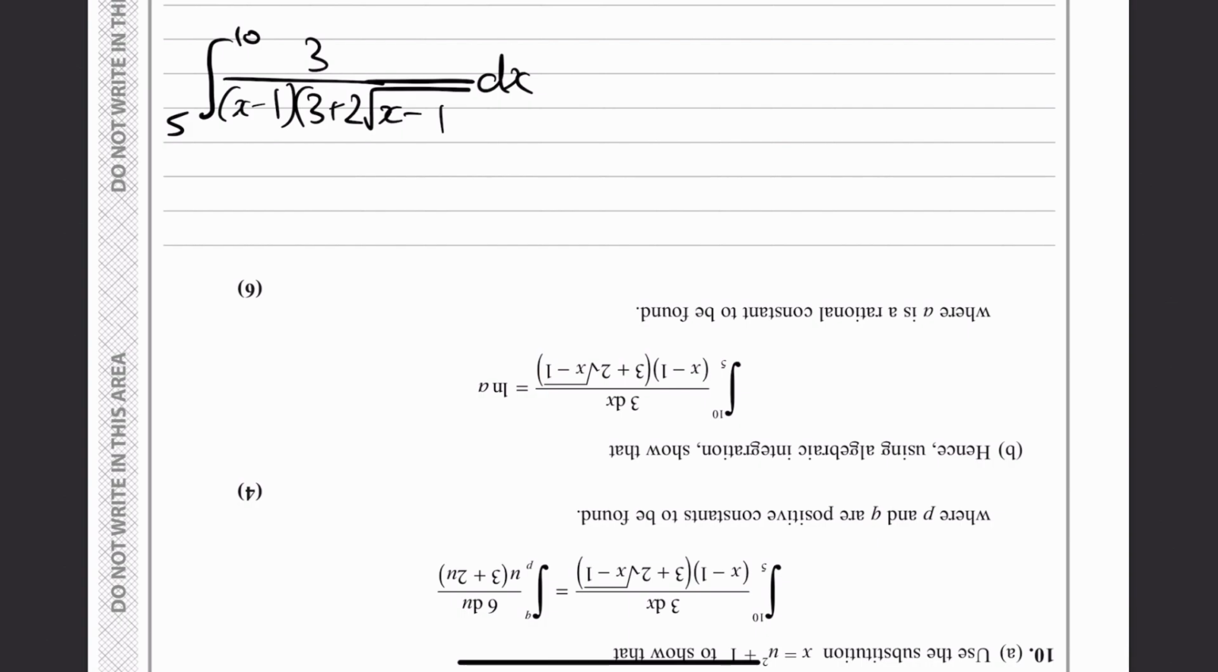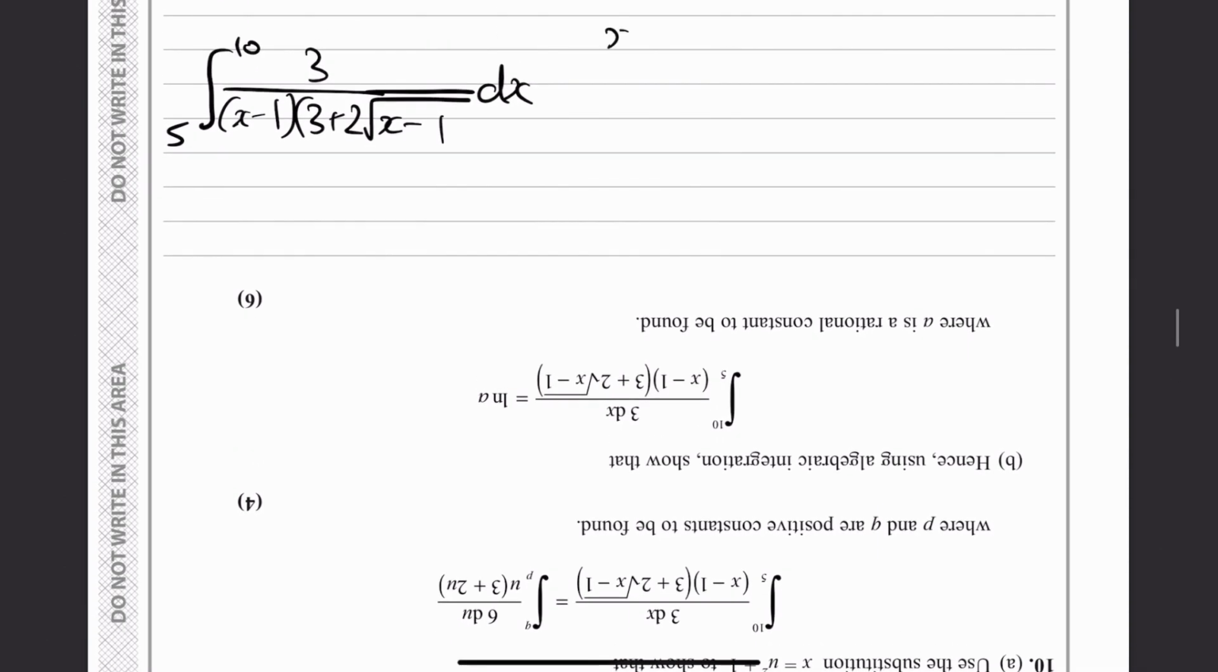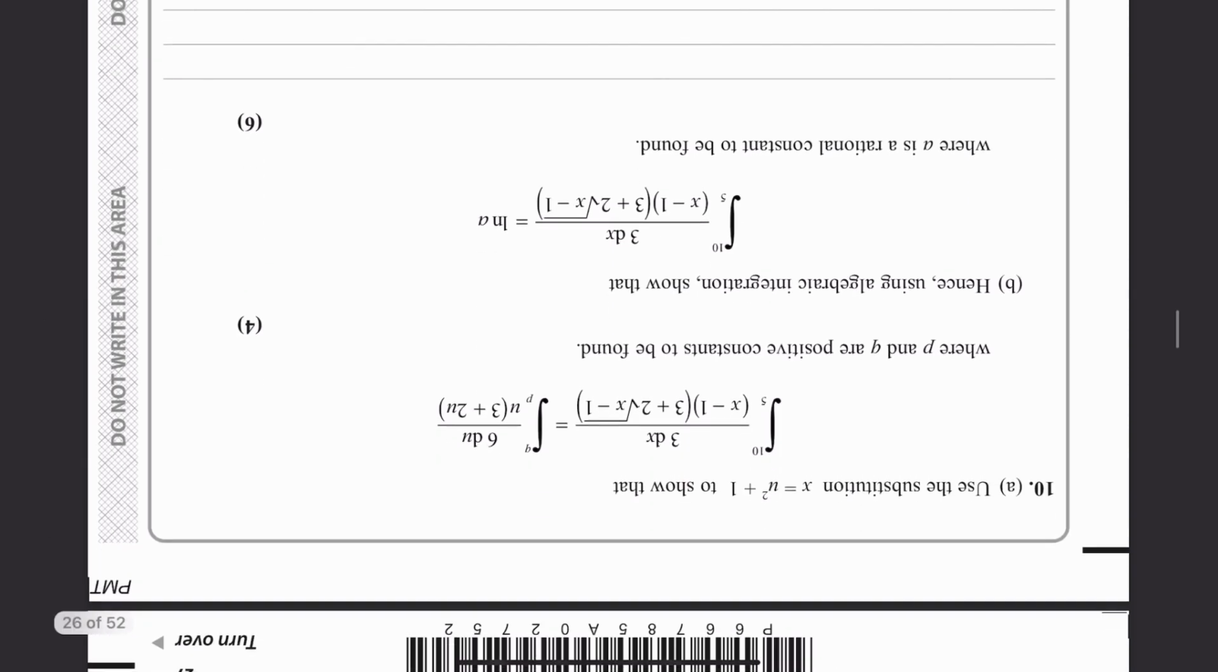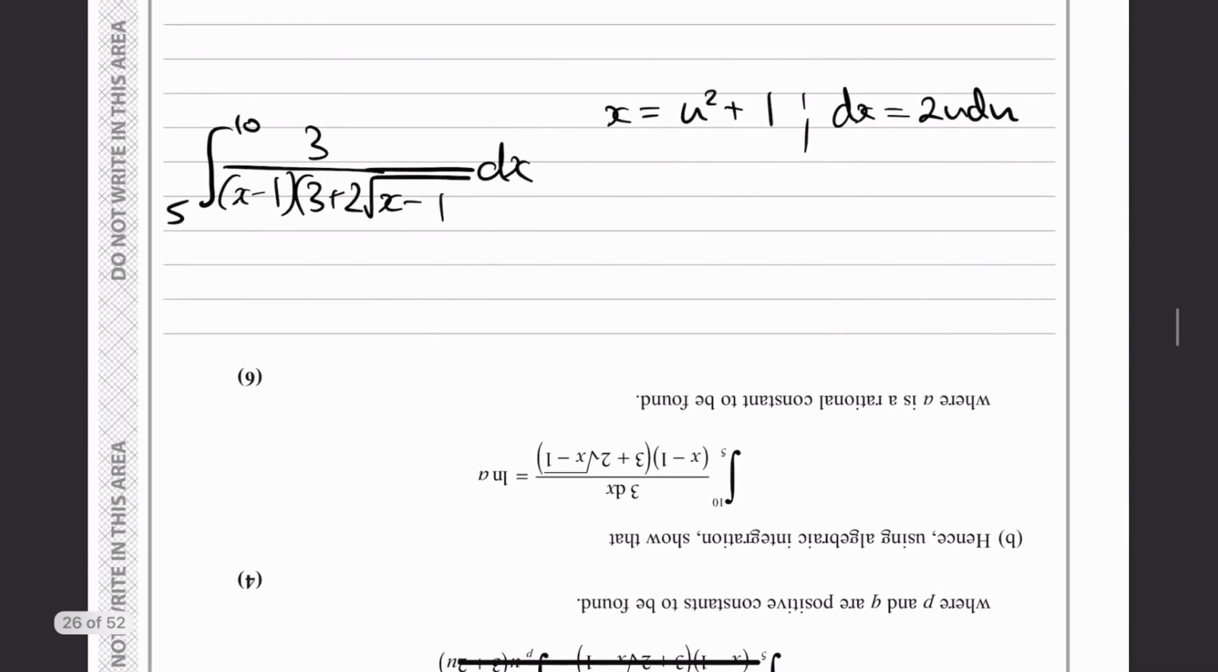Okay, and it tells us to use the substitution x is equal to u squared plus 1. I think the first thing I'll do is work out what dx is. So dx is going to be 2u du. Now, does that help at all? What am I seeing here? If I put x into this part, that is just going to cancel out to u squared. And if I also put it into this, it's also going to cancel out to u squared.